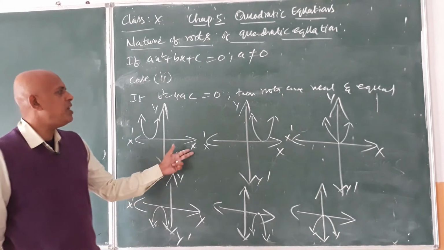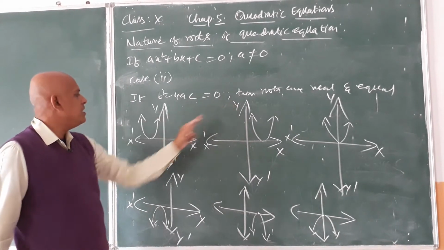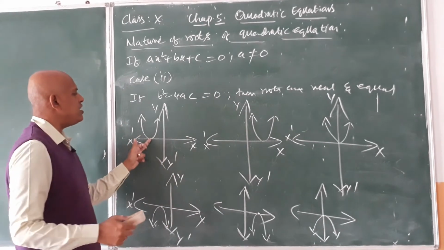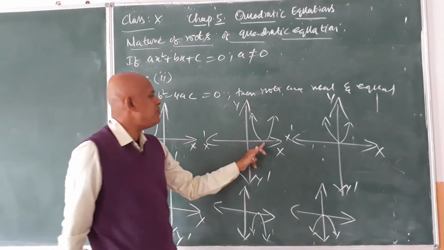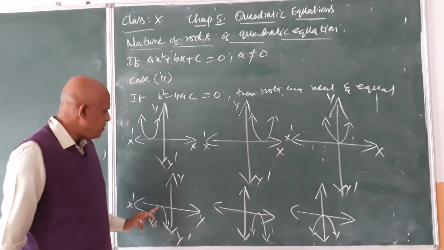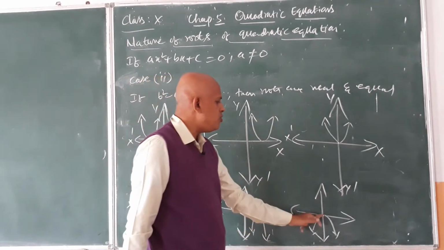So how does the graph behave when b square minus 4ac is equal to 0? It means the roots are real and equal. Then you get only one equal root. Both will coincide at one point. For example, minus 2 means minus 2 comma minus 2. 3 means 3 comma 3. 0 means 0 comma 0. Here minus 1 means minus 1 comma minus 1. Here 3 means 3 comma 3. Here 0 means 0 comma 0.